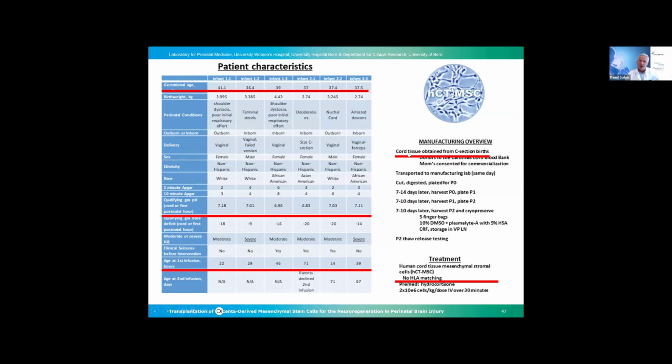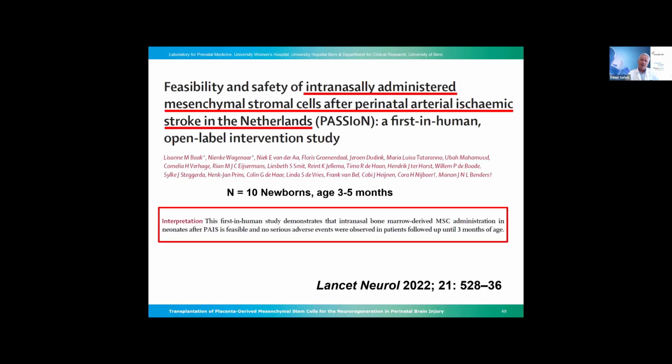And they used cord tissue stem cells from allogeneic donors. They did not use HLA matching. They just pre-medicated with hydrocortisone. And they could actually show in this phase 1 study that with this approach there was no toxicity and that it was a safe approach for 12 months.